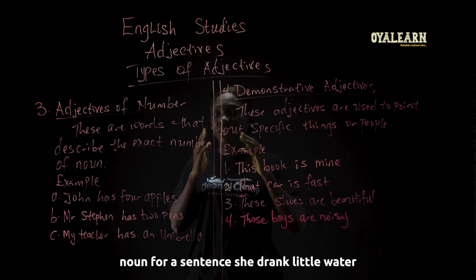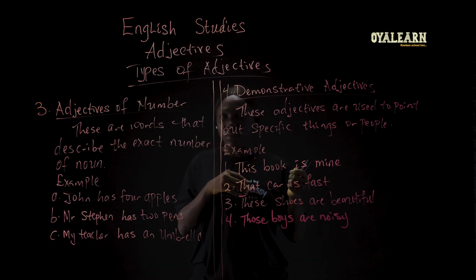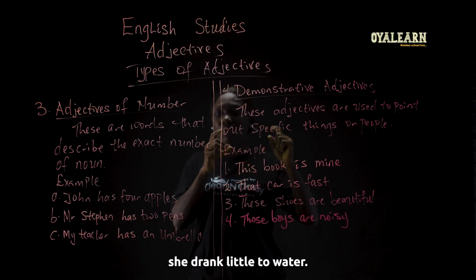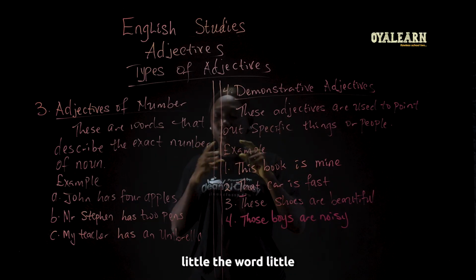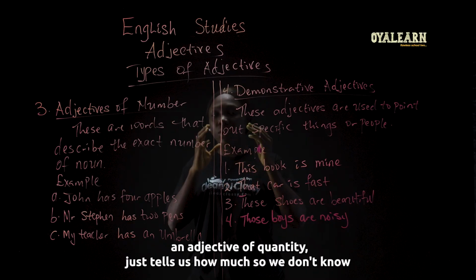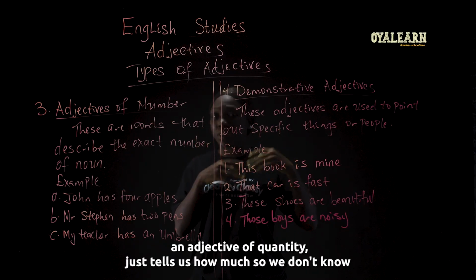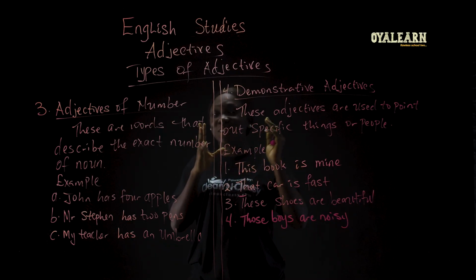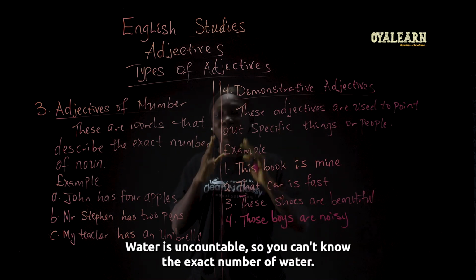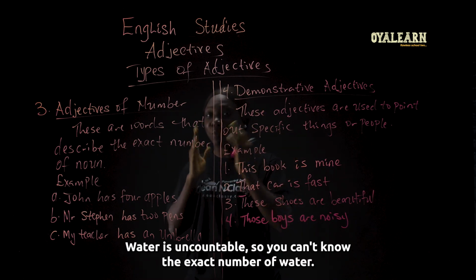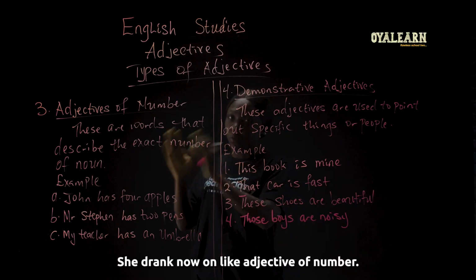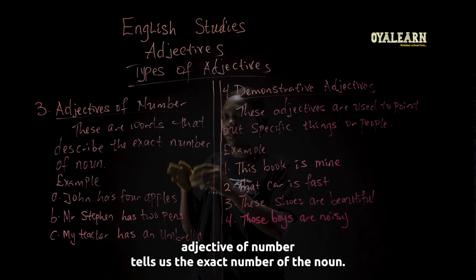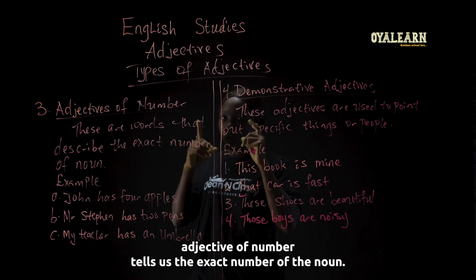For example, she drank little water. Now, water is uncountable. The word little is an adjective of quantity. It just tells us how much. Water is uncountable, so you can't know the exact number of water she drank. Now, unlike adjective of quantity, adjective of number tells us the exact number of the noun.